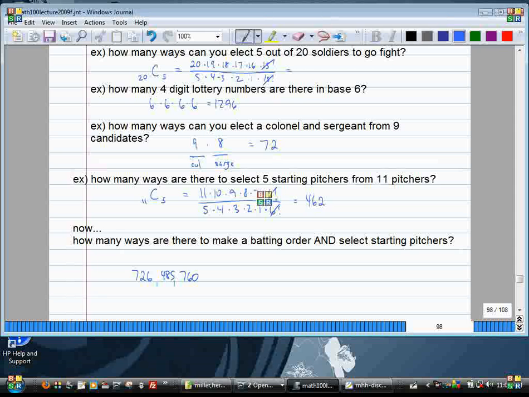Well, okay. So here's the question: how many ways are there to make a batting order? In other words, 14 batters from 14 hitters, select positions 1 through 9. And then, how many ways are there to select starting pitchers? In other words, from 11 pitchers, choose 5 for your rotation. So how many ways are there to make a batting order? We know that was 14P9, which is this big number. Now, how many ways are there to select starting pitchers? We know that's 11C5, and we know that's 462. Now, what do you do with those two numbers?